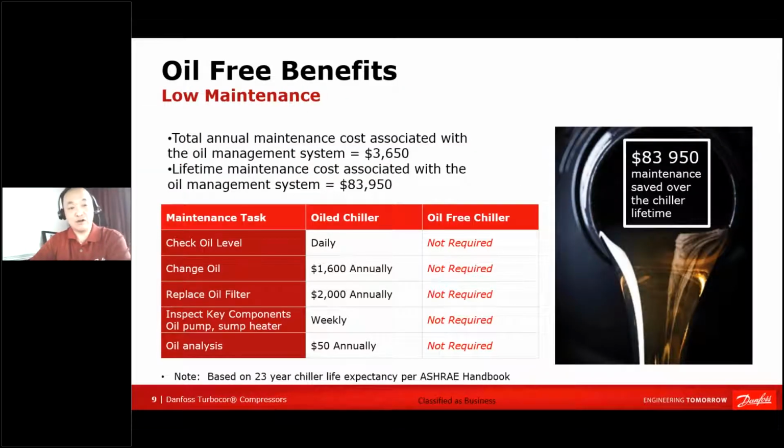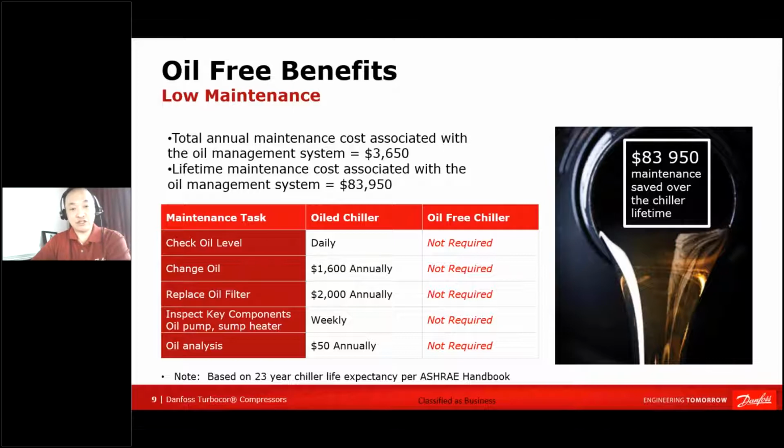Now, the benefits of oil-free compressors extend not just in terms of performance, but also in maintenance. And where maintenance comes into play is that maintenance for specific types of compressors can result in a high degree of expense over time. With your typical traditional oiled chiller, there are several major components that need to be maintained, and if maintenance is not performed, it can result in catastrophic damage of the chiller. Some of the key maintenance items include checking your oil level, changing the oil, replacing an oil filter, as well as inspecting key components to ensure reliable operation. Each of those tasks need to be done quite frequently or on an annual basis.